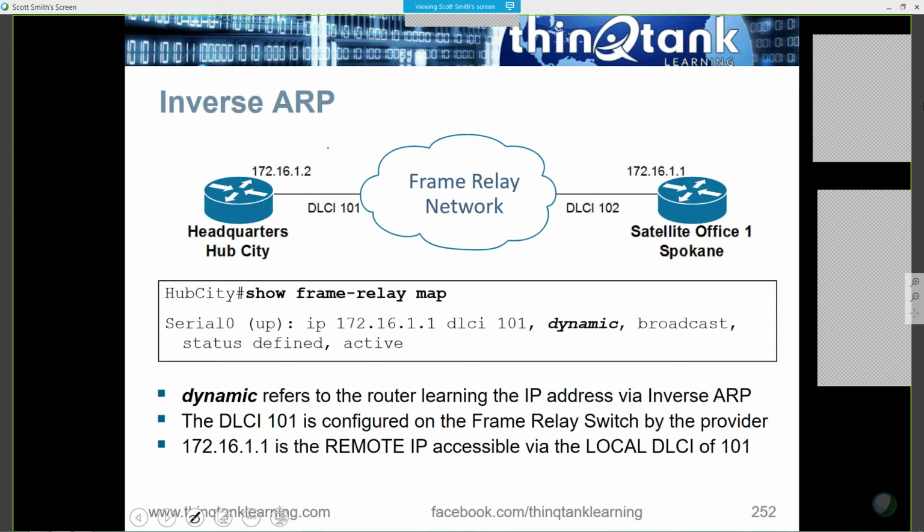Show frame relay map. That is the command that you're going to use on the lab. So on the lab, they're going to ask you a question like, what layer 2 address will I use to reach 1.1? And the answer would be 101. Yep. Because a DLCI is a layer 2 address. It's like a MAC address or a VLAN tag.